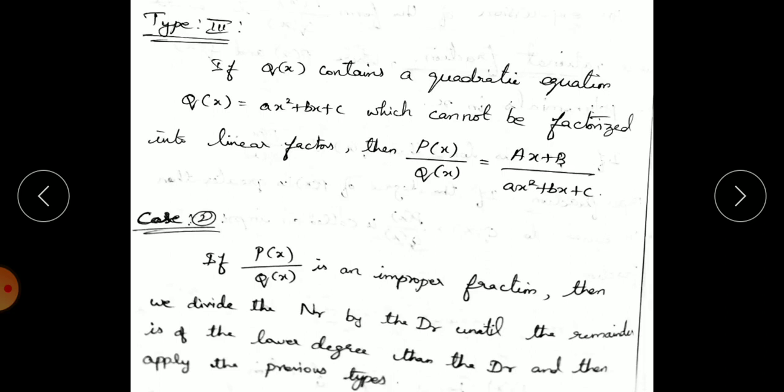Three types are there. The first one, type 1, is a proper fraction with non-repeated factors. Second one is a proper fraction with repeated factors. Third one is a quadratic factor. Okay, so only 3 types are there in the partial fraction. Then case 2 is an improper fraction. If it is an improper fraction, we have to make it a proper fraction by dividing until we get the lower degree in the numerator.